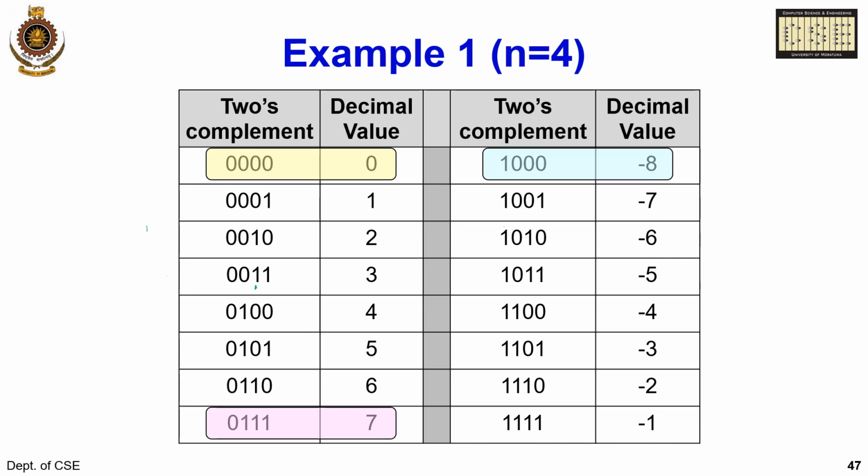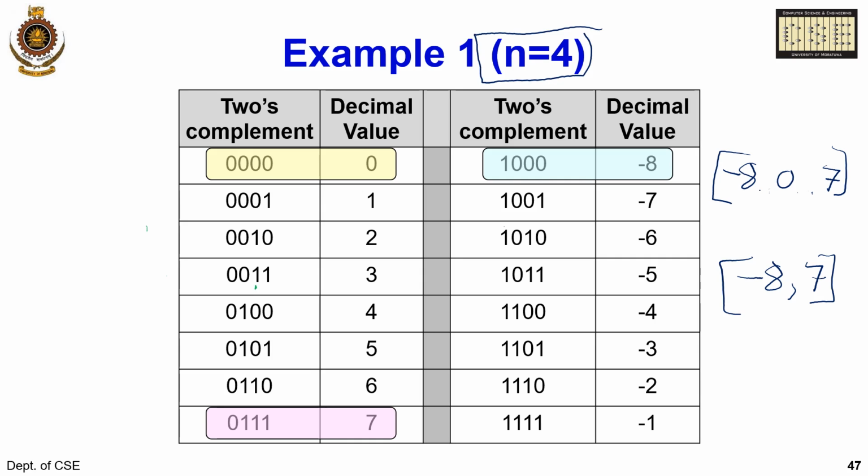So as you can see, this covers a range of values starting from the lowest end, minus 8, it goes on, then we have 0 at some point, and it goes on until plus 7, right? So this is the range. We can write it like this, from minus 8 to plus 7, including those two values. This is the range of values that we can write using a 4-bit 2's complement binary number.